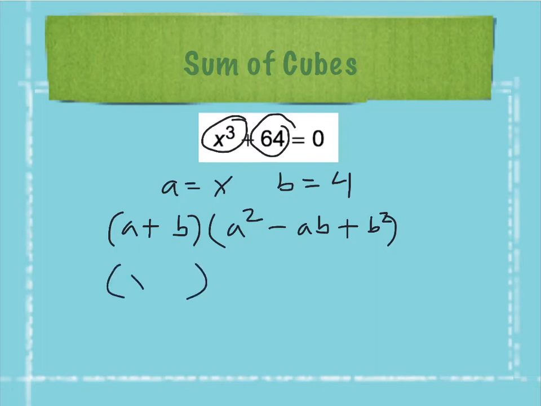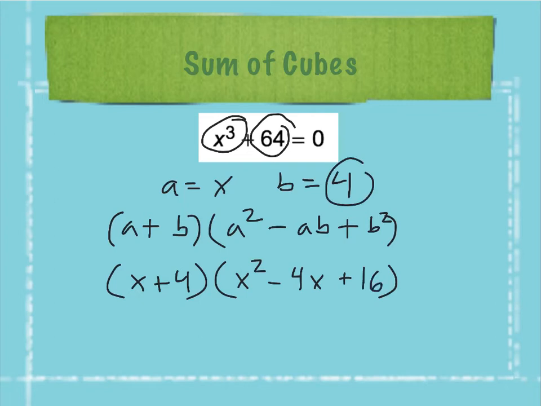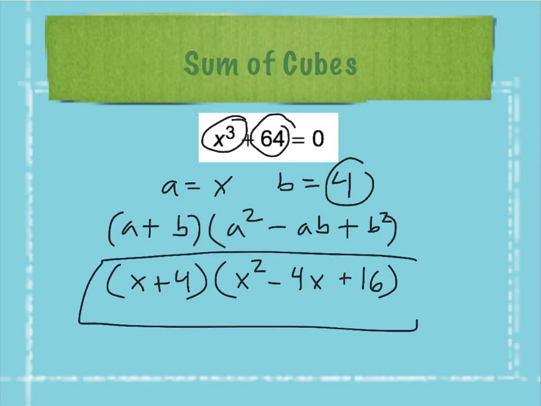So we're going to have x plus 4 in our first parentheses. Then we have x squared minus 4 times x plus, what is 4 squared? 16. So plus 16. And this is our final answer.